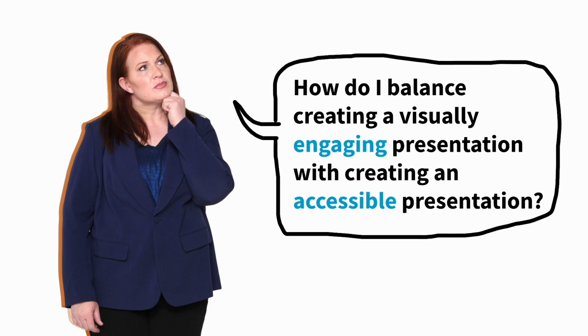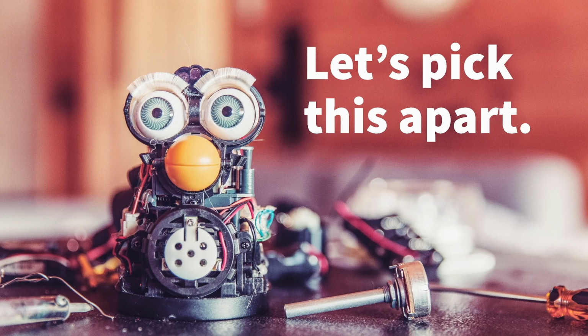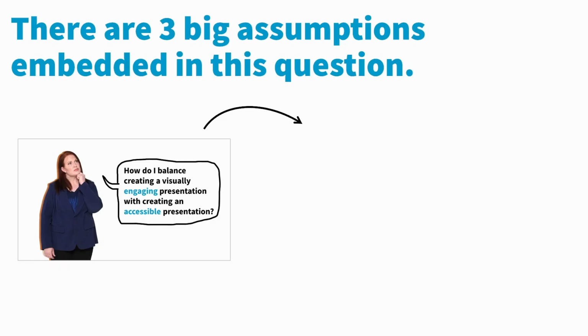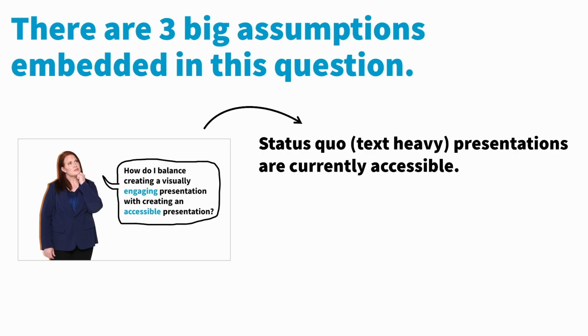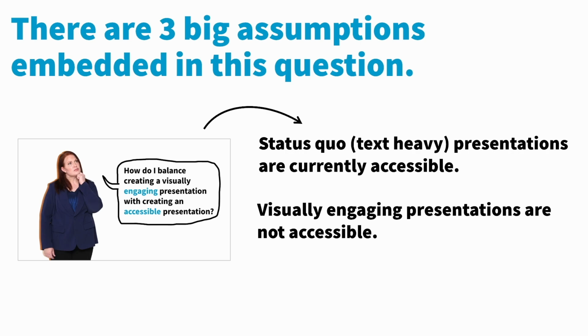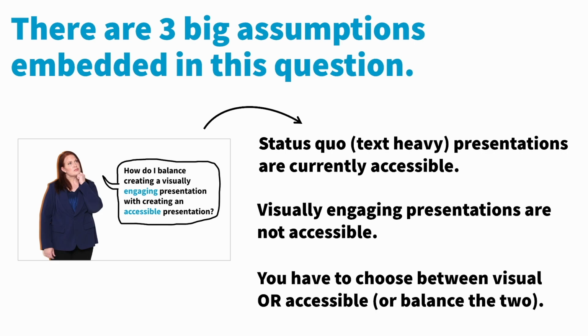Now, this is actually a difficult question to answer because it's actually the wrong question to ask. So what I want to do is pick away at some of the assumptions embedded in that question, and then you'll start to see why it's the wrong question to ask. There are three big assumptions embedded in this question. One, the status quo or text-heavy presentations are currently accessible. Two, visually engaging presentations are not accessible. And three, you have to choose between visual or accessible, or at least balance the two.